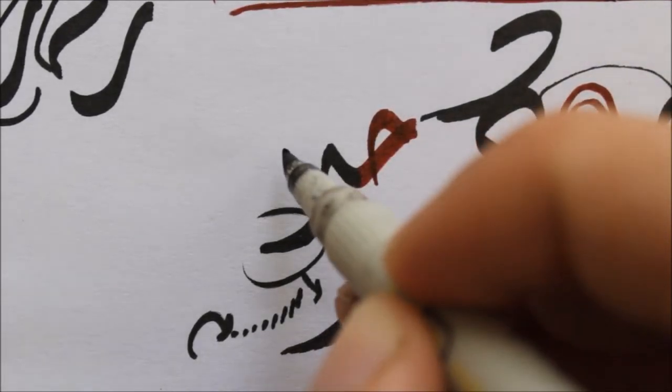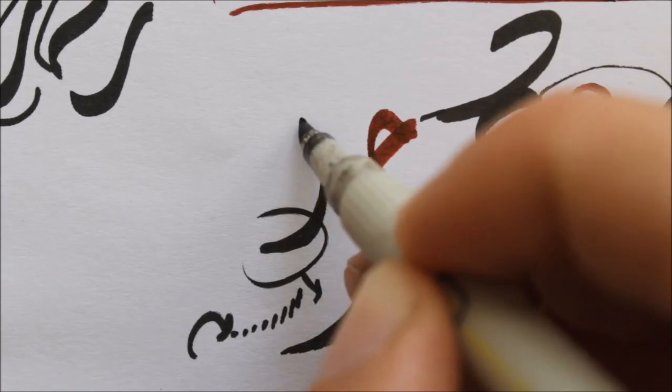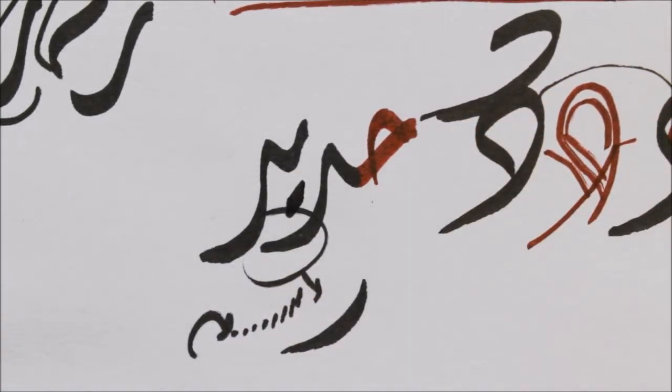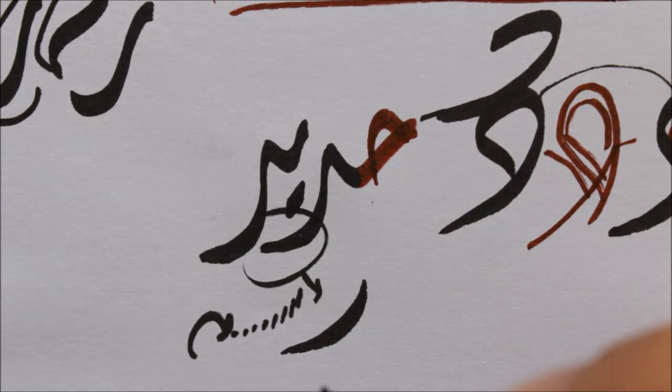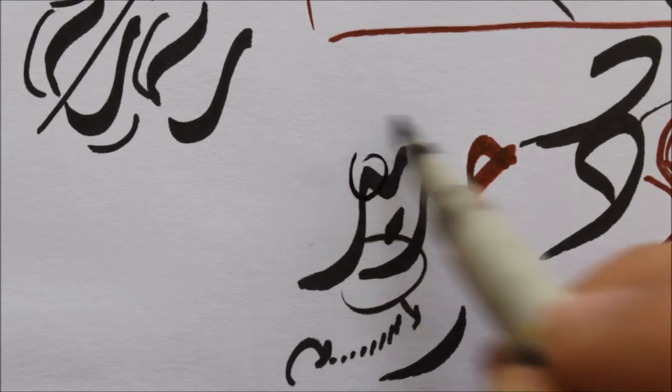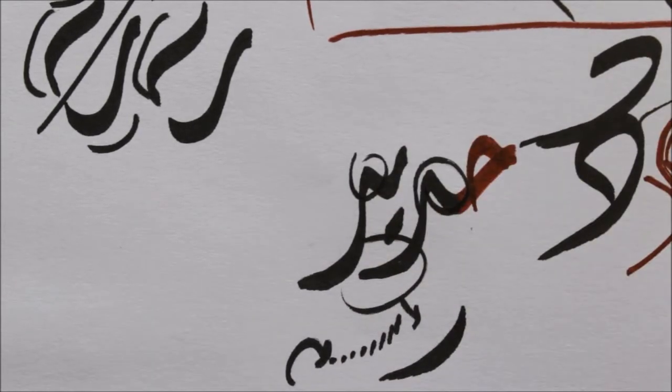So you need to sort it out yourself to figure out which angle is good for you. Let's add the ya and the dal. Hadid. So this is how you write a dal. You have to add this upward move.